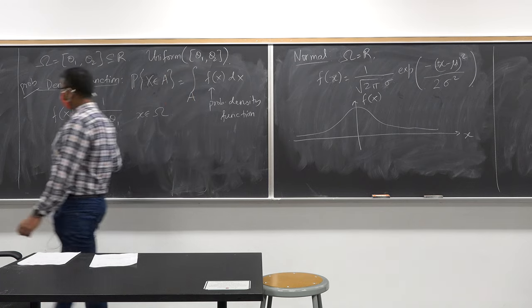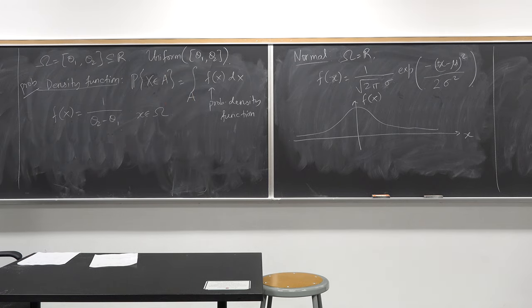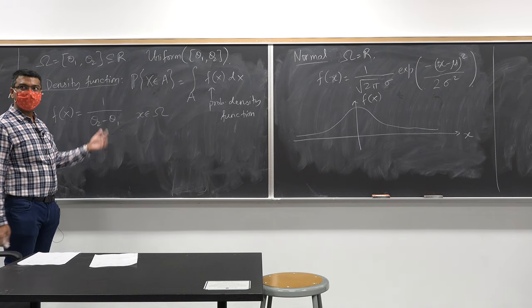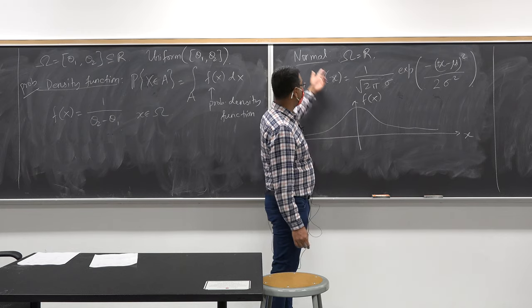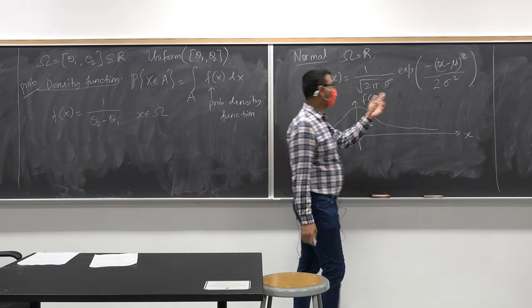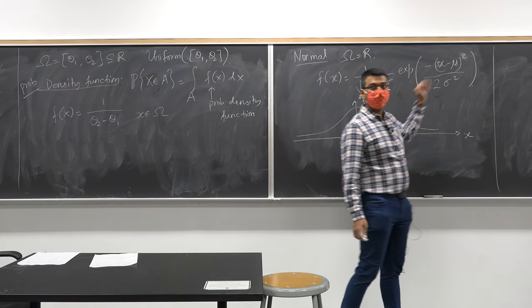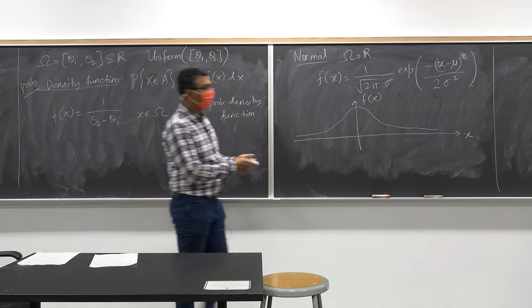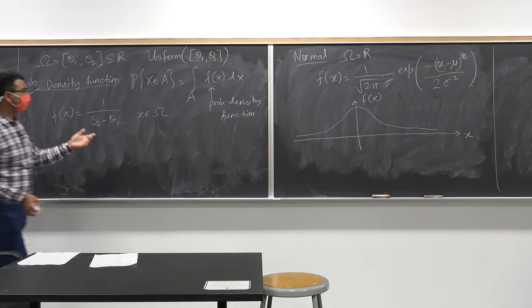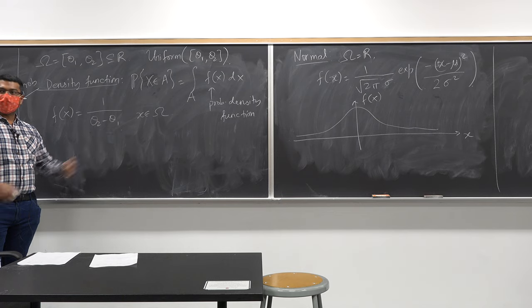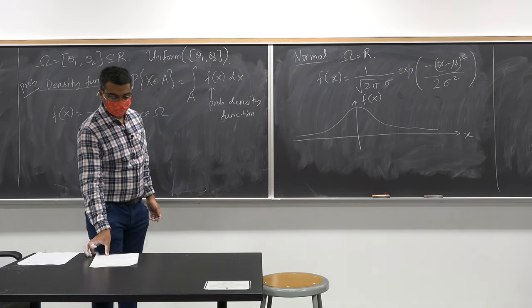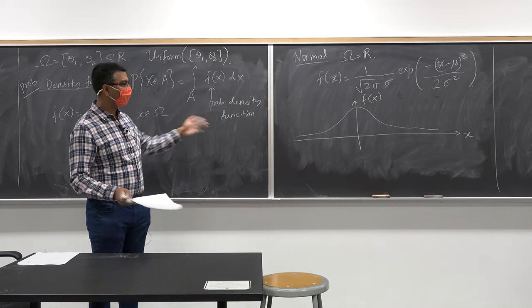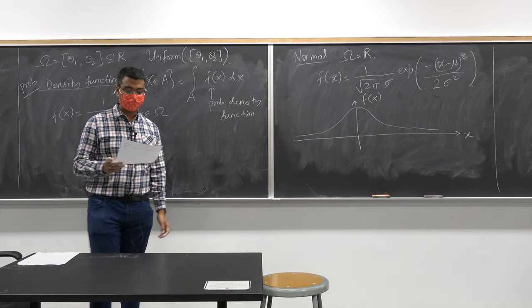So a uniform distribution, as you can see on the board, you can specify by theta 1 and theta 2, and you can specify a normal distribution by just two parameters, sigma and mu. That's it. Just by knowing these two parameters, you have specified the entire distribution. We'll talk a little bit more about other continuous distributions and the implications of these distributions.